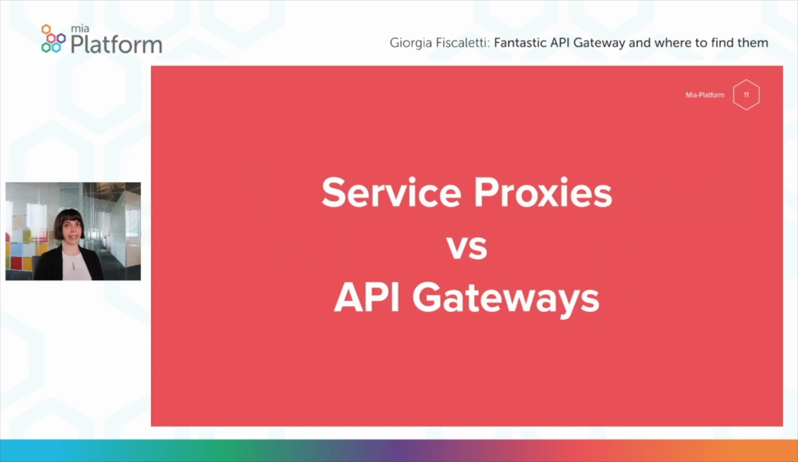Now that we analyzed some of the most essential features for API gateways, we can finally get to the core of this video, where we are going to compare the features and the implementation of some of the most popular tools from the Cloud Native Compute Foundation landscape. But let's start by listing the differences between the two main categories that we are going to explore, which are service proxies and API gateways.